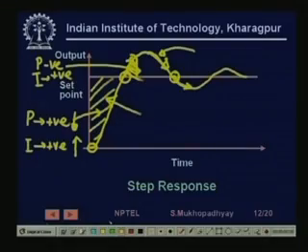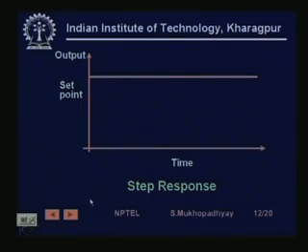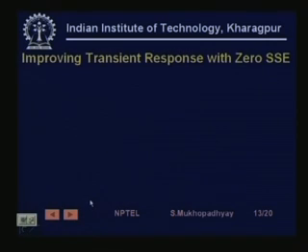So this is a drawback of integral control: to gain 0 steady state error, this is the price that you are paying, that in your transient response you are likely to get some overshoot. That is the picture for the step response. So we want to improve transient response without sacrificing the steady state error.